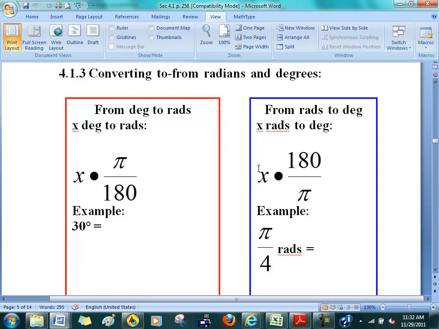Just like you've had formulas in chemistry back in 6th grade to go from Fahrenheit to Celsius and vice versa, right? C equals 5/9 (F minus 32).